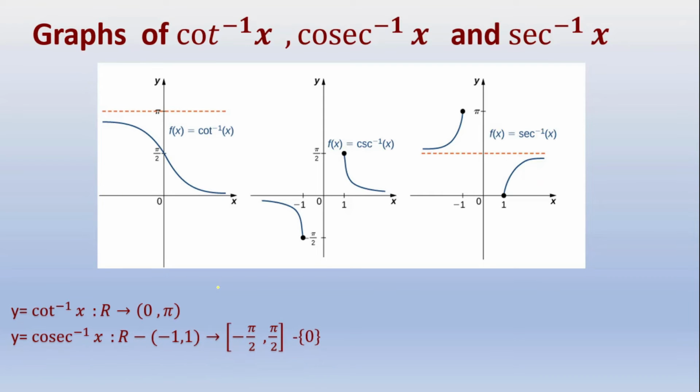And your function y equals cosec inverse x will be from R minus (-1, 1) to [-pi/2, pi/2] minus {0}. That means for cosec inverse x, the domain can be all the real values except the values from -1 to 1, and the range will be -pi/2 to pi/2 except 0, because at this value the cosec inverse doesn't exist.